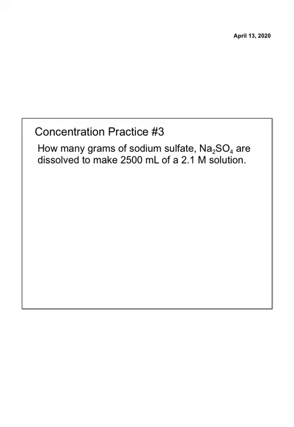Number 3, how many grams of sodium sulfate are dissolved to make 2,500 milliliters of a 2.1 molar solution? So we know molarity is moles per liter. I have milliliters, and we know that there are 1,000 milliliters in 1 liter. So move the decimal 3 spots, I get 2.500 liters.